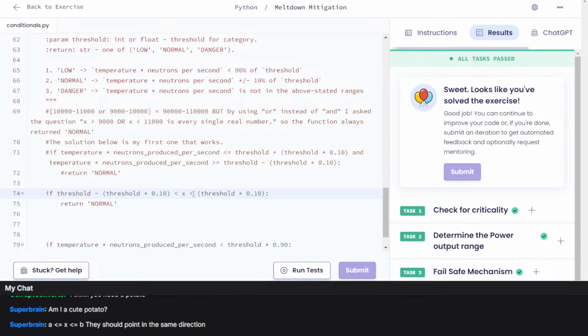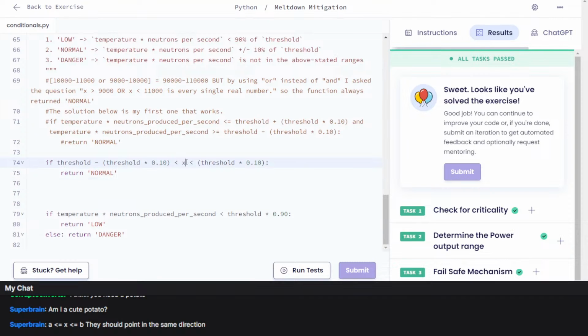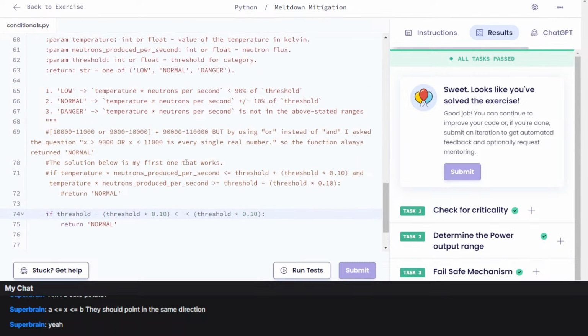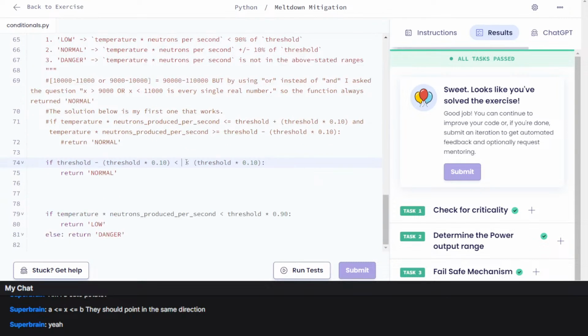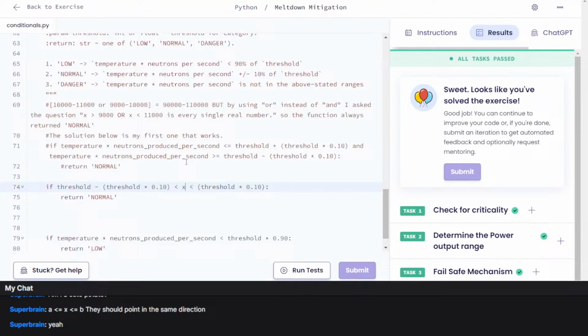Oh yeah, X is less than the max threshold. Yeah, you're right. X is greater than the lowest. X is less than the max. Okay, so instead of X, we want... If threshold... Wait, what does go in here?